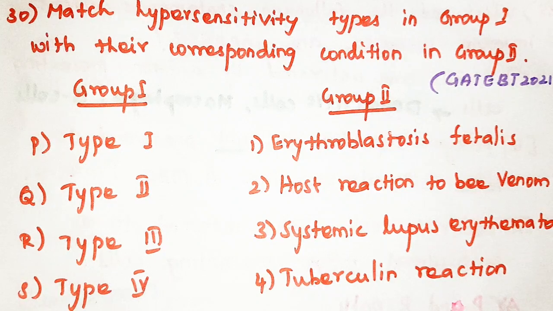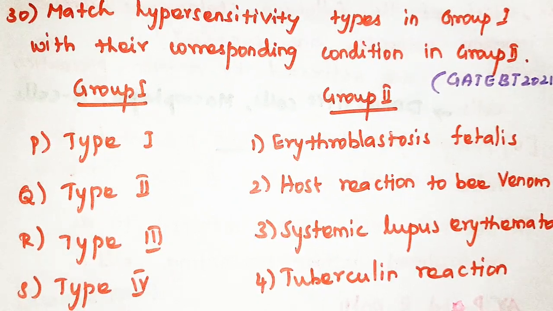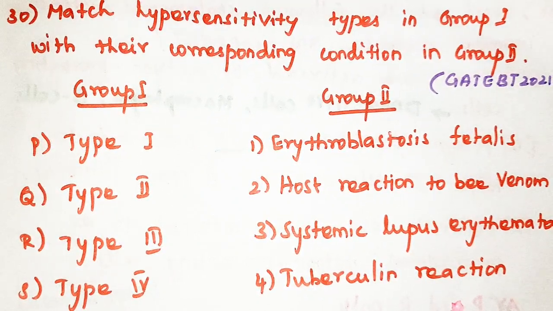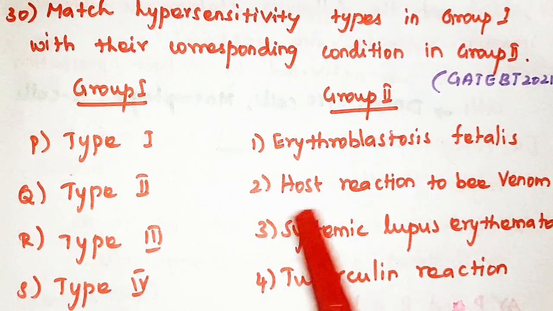Then there are 4 types of hypersensitivity reactions. Here they have given an example for each type. So you have to match each type with its corresponding conditions.